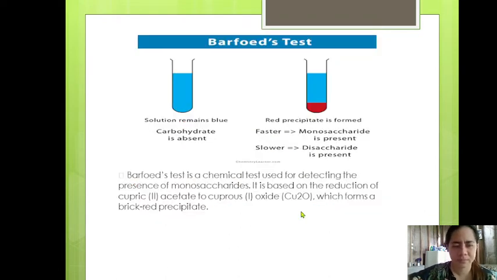Barfoed's test. It is no longer commonly used. Barfoed's test is a chemical test used for detecting the presence of monosaccharides. It is based on the reduction of cupric acetate to cuprous oxide, which forms a brick red precipitate. A brick red precipitate is seen in Barfoed's test.